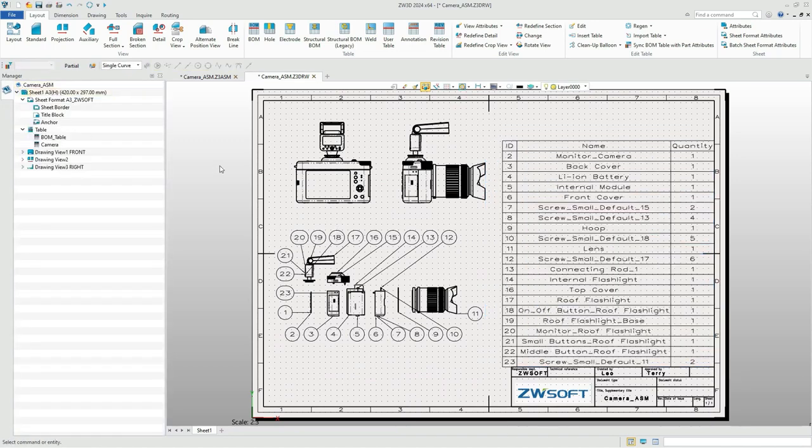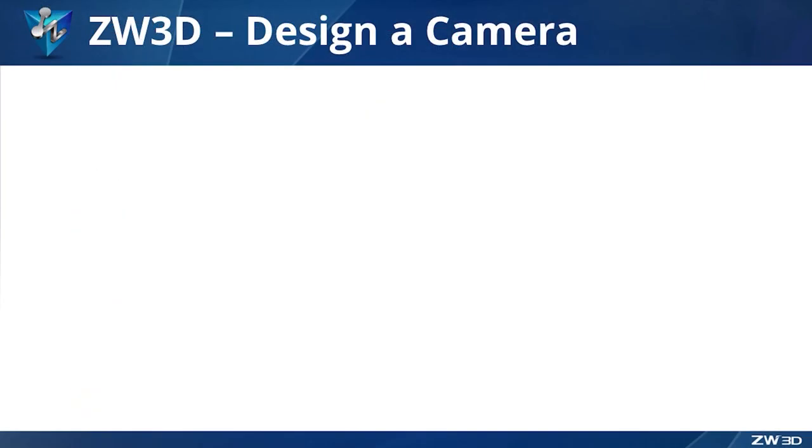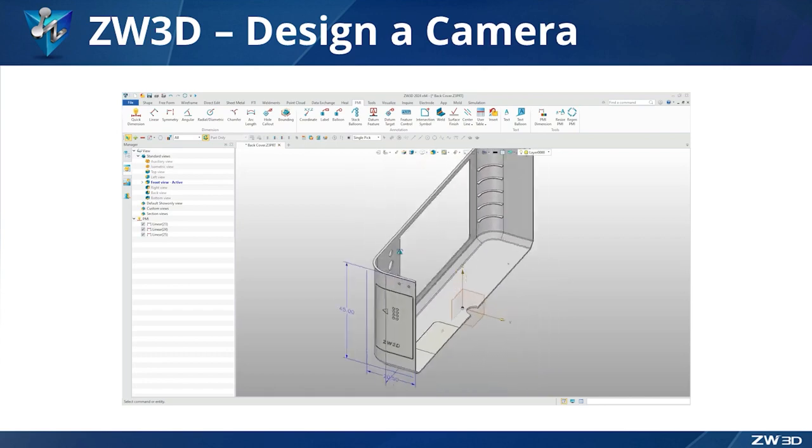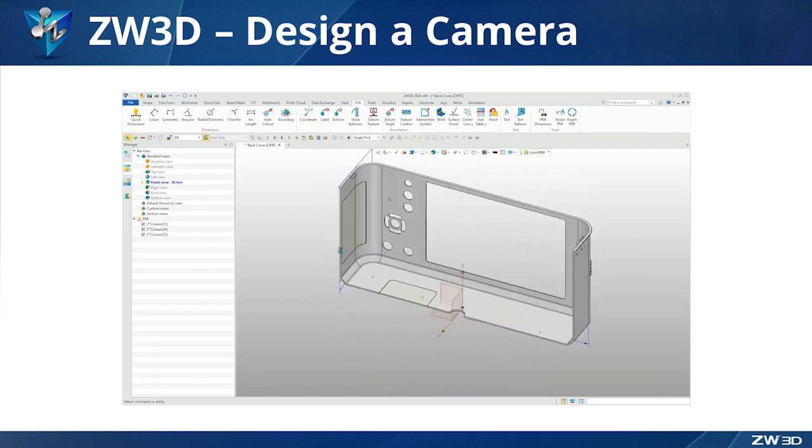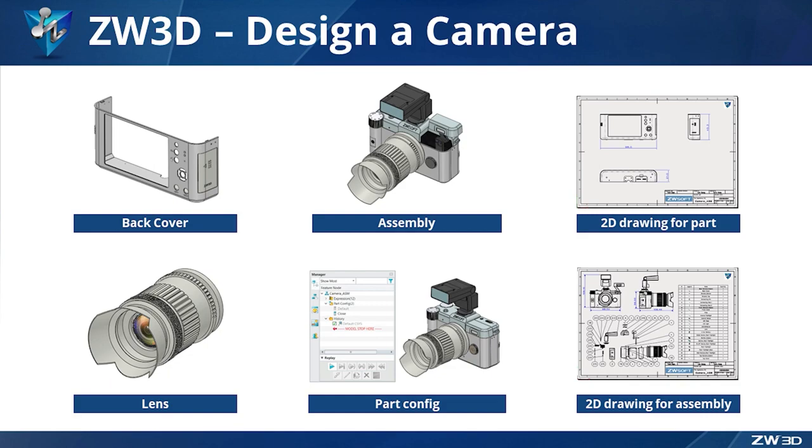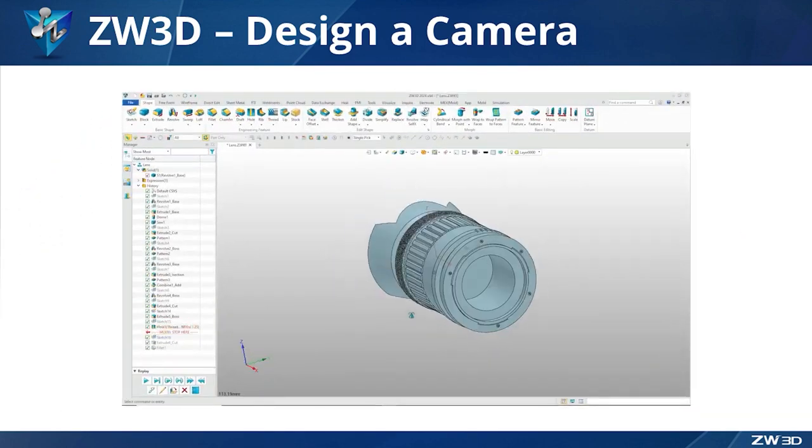That's all for our tutorial about designing a camera with ZW3D. Let's briefly review it. To design the parts of the camera, we used abundant sketch functions and modeling features in ZW3D, and all the features met our needs perfectly.